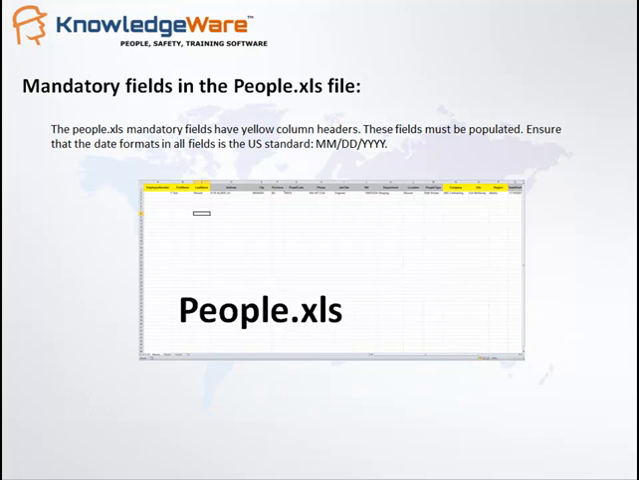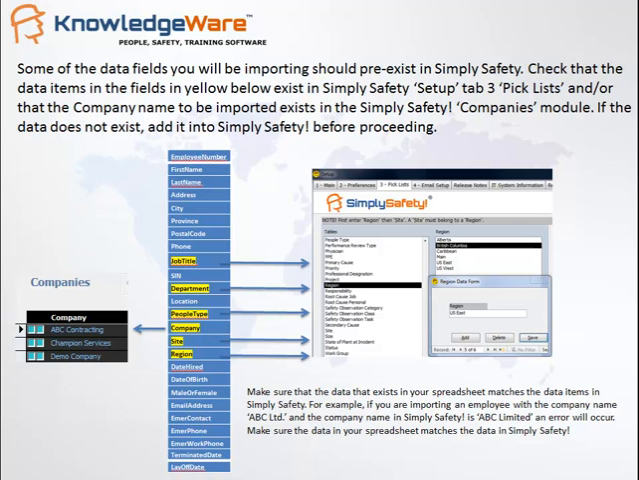In doing any kind of an import, the integrity of your data is very important, and this is where you should spend the bulk of your time in preparing the data for import. Some of the data fields you will be importing should pre-exist in Simply Safety. Check that the data items in the fields in yellow below exist in Simply Safety Setup tab 3 Pick Lists, and/or that the company name or names to be imported exist in the Simply Safety Companies module. If the data in the spreadsheet does not exist in the Simply Safety program, add it into the Simply Safety program before proceeding.